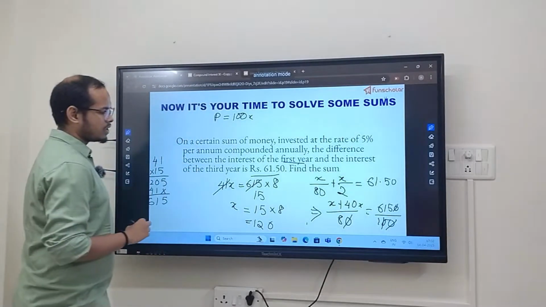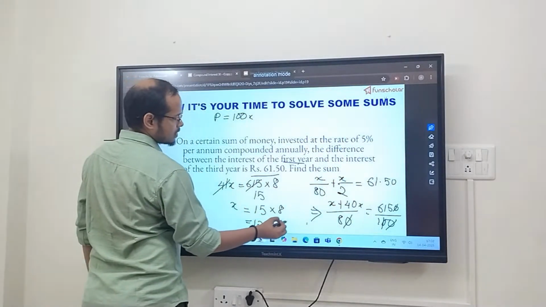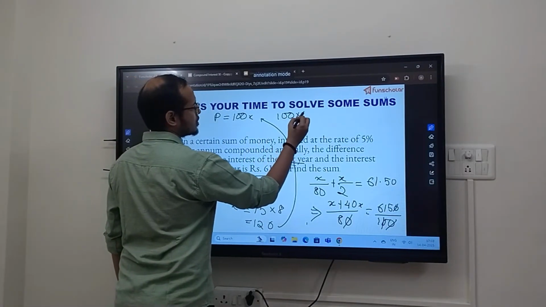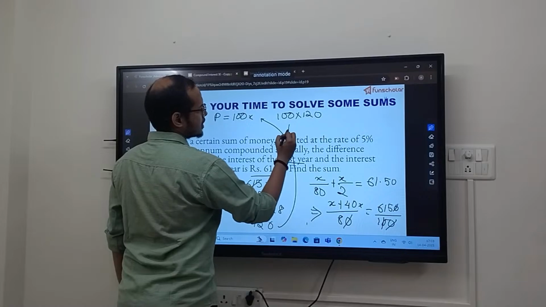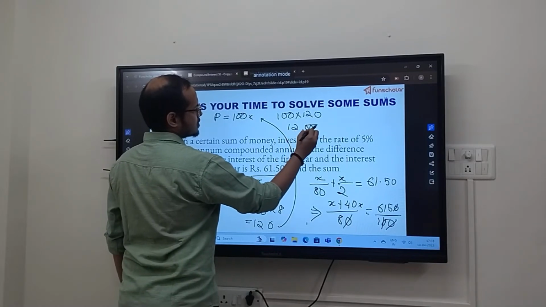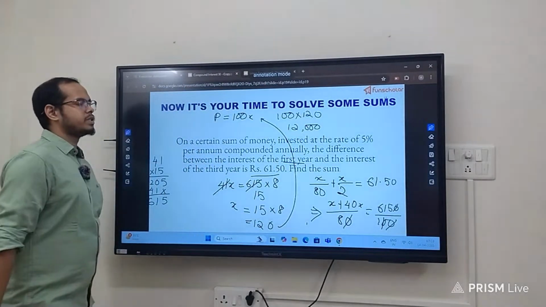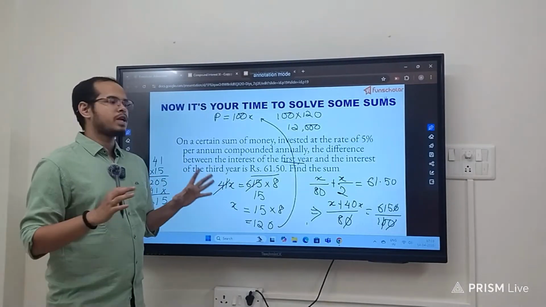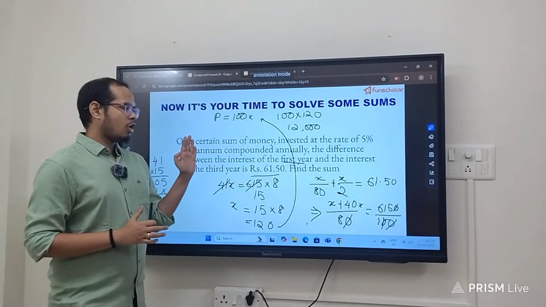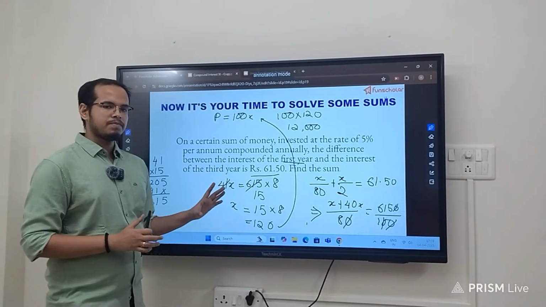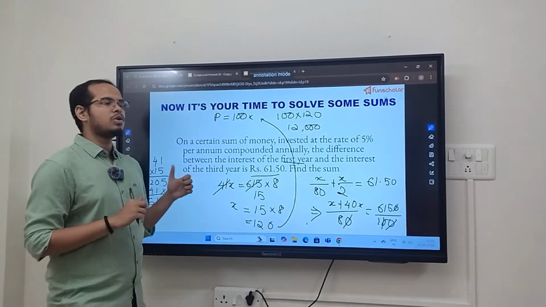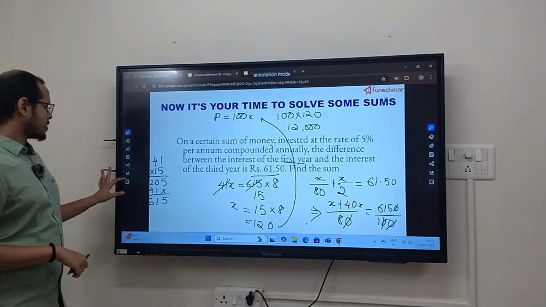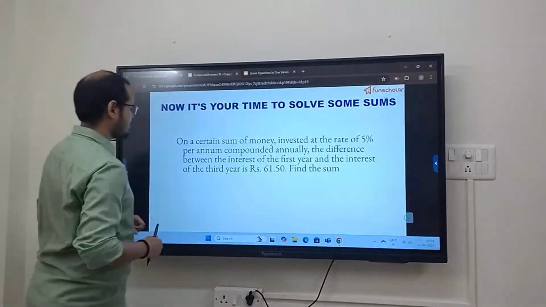120. Now let's substitute the value of x here. So 100 into 120, the answer is 12,000. So this is how we solve this particular sum. This was a tricky sum. You have to understand every concept of compound interest in order to solve this. But this will actually help you to solve any sum in any compound interest exams. Okay, let's continue with the next one.